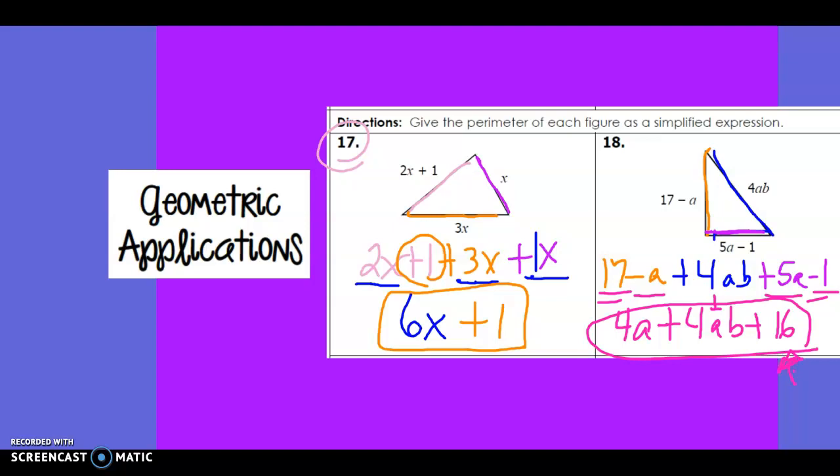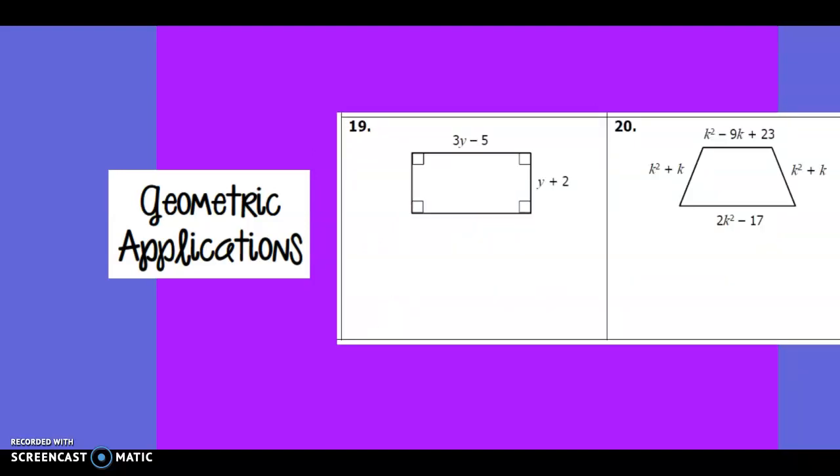Let's look at one more example before we wrap up this video. My last example is something similar to this one. Let me get back. And it is problem number 19. Again, you're asked to find the perimeter of this rectangle. So where some of you are going to get tricked up by this problem is if you look at the sides, only 2 of the sides are labeled. Remember, perimeter is the distance all the way around. So what I would recommend doing is labeling all your sides before you begin.